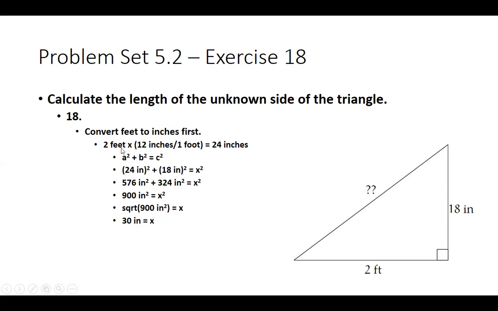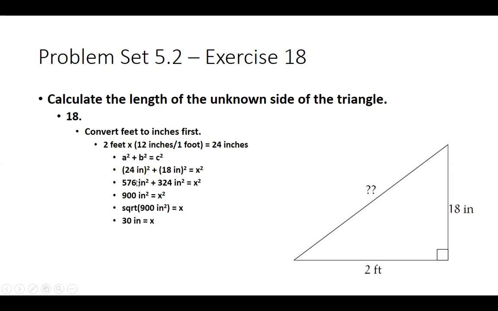Converting 2 feet to inches, we would need inches over feet, and that would be 12 inches over 1 foot. That cancels feet away from the top and bottom. It leaves inches on top like we need. So 2 times 12 divided by 1 is 24, 24 inches. We put that in as our first leg, squaring 24 inches, plus our other leg, squaring 18 inches, equals our unknown squared, x squared.